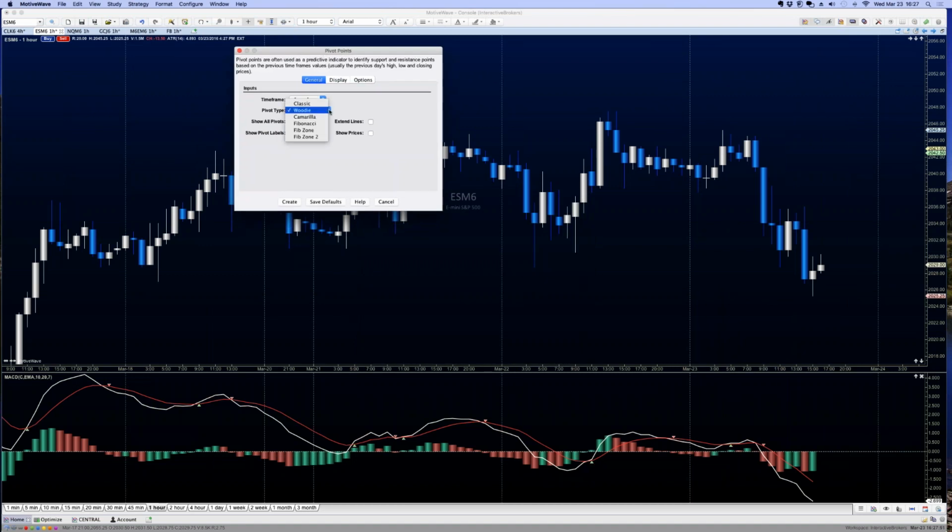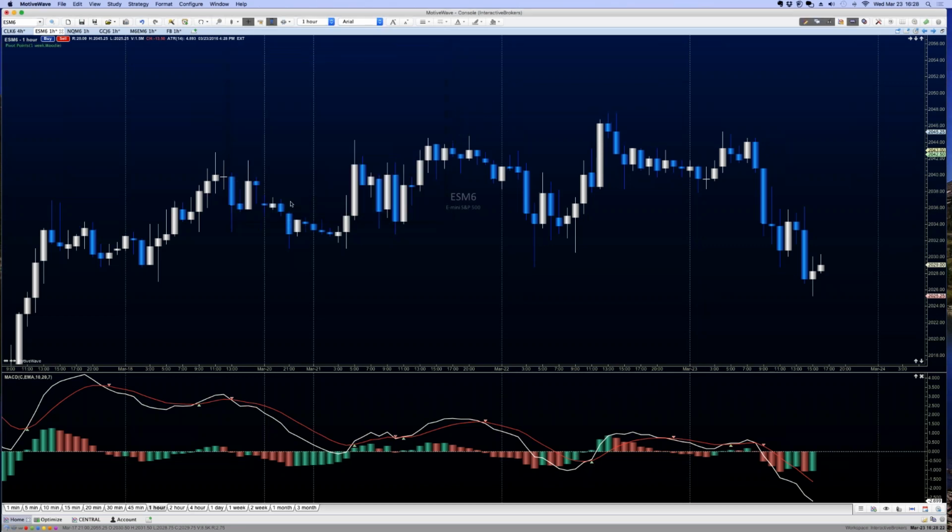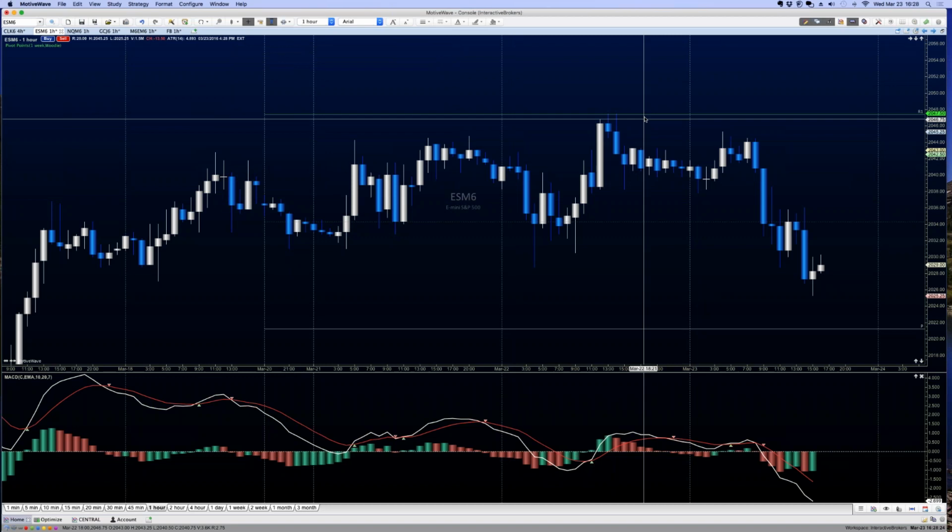My favorites are the Woody pivots. I consider them to be most accurate. A lot of people choose classic pivots. They do the Camarillas, and these I find to be uniquely generated inside of MotiveWave, probably some other places, but I haven't seen these any other places but inside of MotiveWave, and I do enjoy using them particularly. Now, Woody's pivots, a lot of people use them, and so I like making sure that my Woody's pivots are plotted, and so you can see them here.